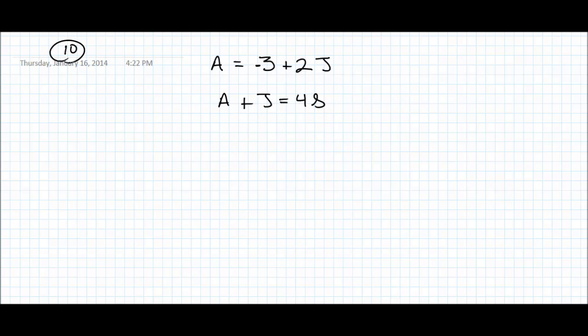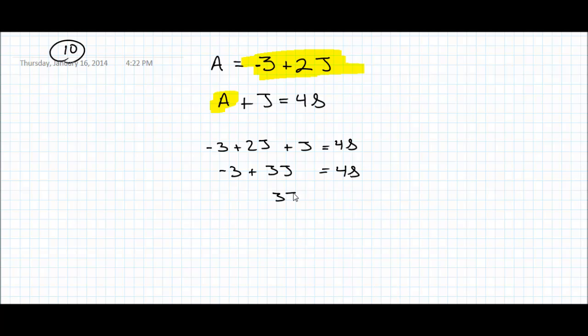Well, we have this equation. The first equation is already solved for a. So we're just going to substitute the first equation into the second equation. So we're going to rewrite it: negative 3 plus 2j, that's the a value, plus j equals 48. So we're going to sum like terms. So we get negative 3 plus 3j equals 48. Add 3 to each side. So 3j equals 51. Divide each side by 3. J equals 17.